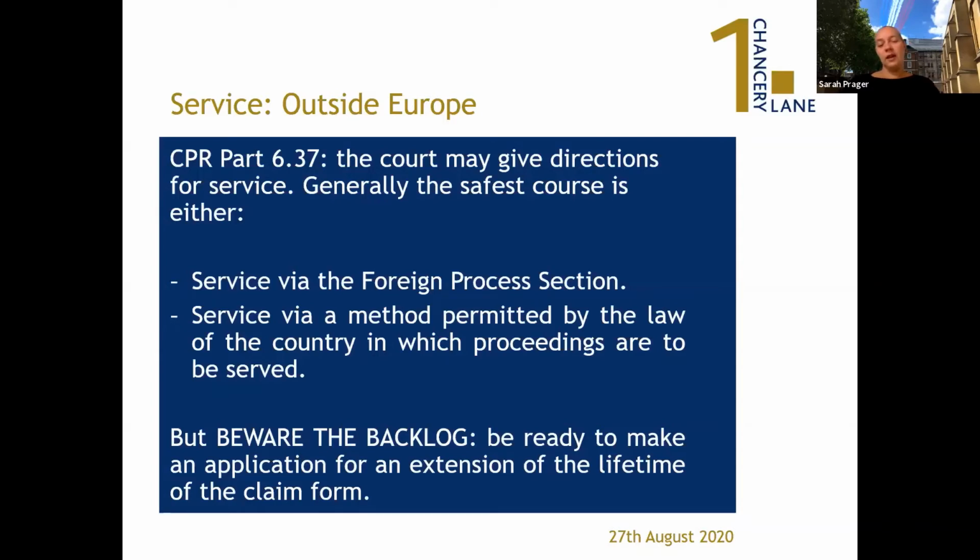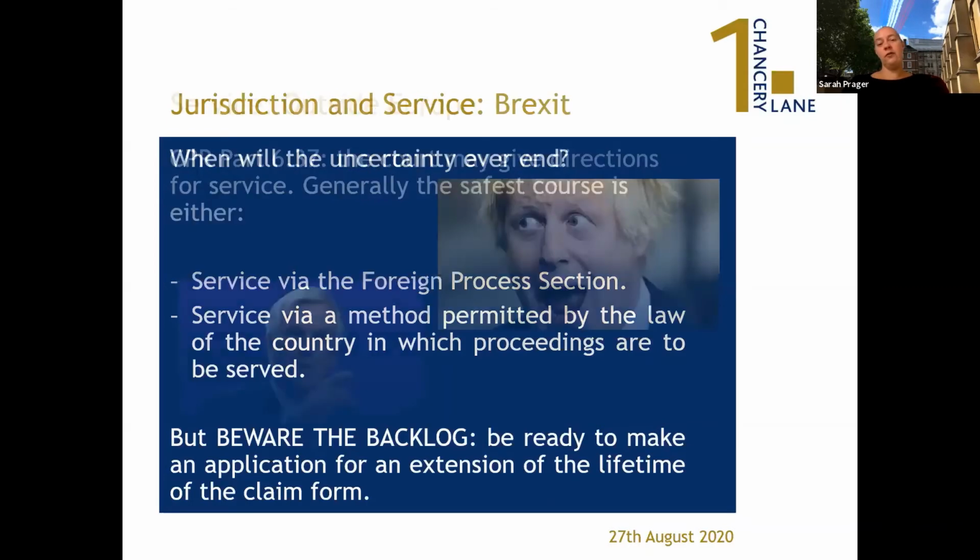If you do not do that within the lifetime of the claim form, it puts us in a really, really difficult position. I've had half a dozen of these lately as a result of COVID-19, I think. And it is very, very hard to persuade a court that there was some good reason as to why you didn't apply within the lifetime of the claim form for an extension of it. So if you are using the foreign process section, you can't just send it to the foreign process section and then forget about it. You do need to diarise and make an application probably about 4 months in.